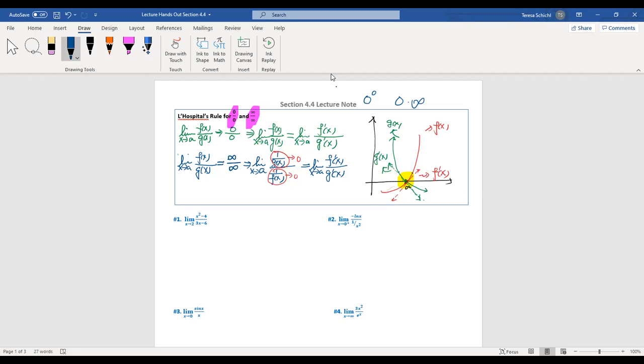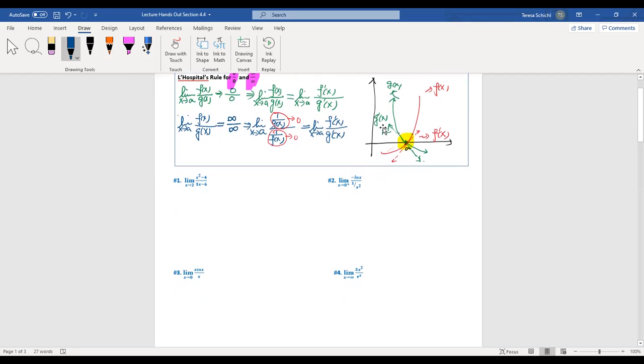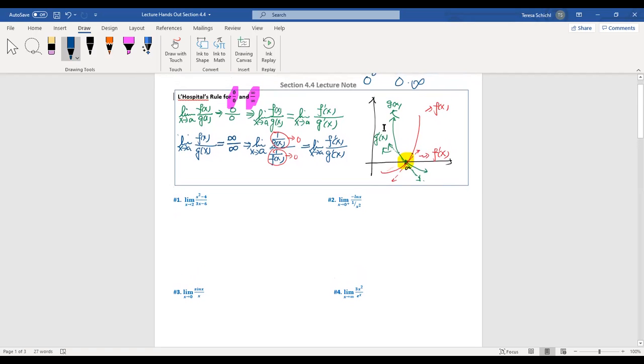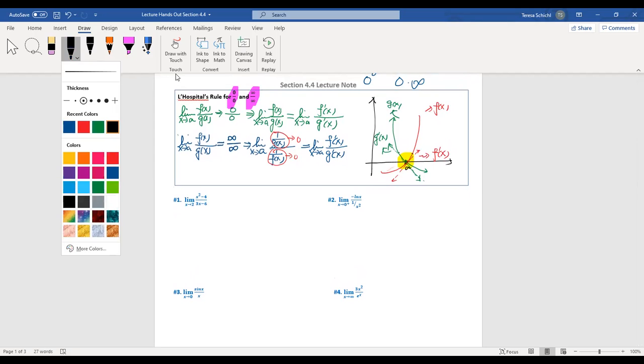Do you get it? Okay, so now let's take a look. In fact, L'Hopital's rule is pretty easy here, but be very careful: the original is 0 over 0 or infinity over infinity, and then you can take the derivatives.